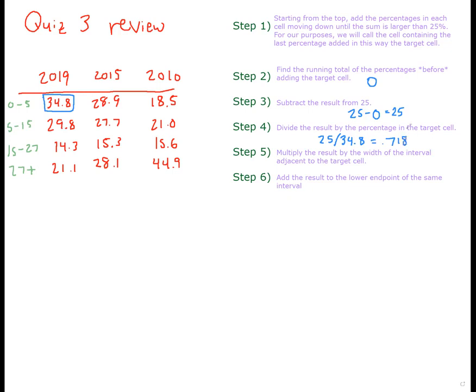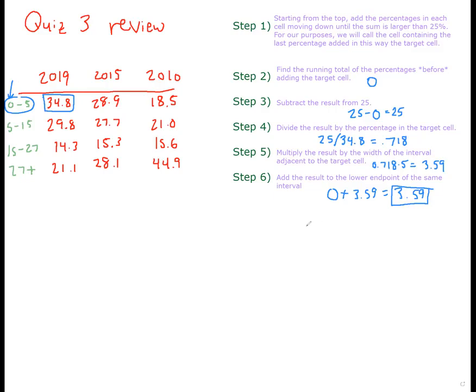And then I'm going to multiply that by the width of the interval adjacent to the target cell. This target cell's interval is 0 to 5. So that's a width of 5. So 0.718 times 5 gives me 3.59. And then you add this to the lower endpoint of the same interval. The lower endpoint this time was 0. So it's just 0 plus 3.59, which is 3.59. So this is your answer to number 6.